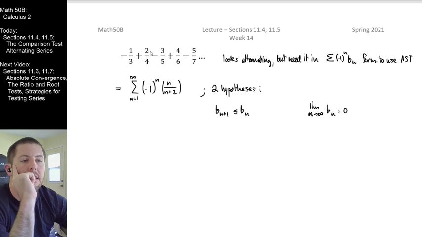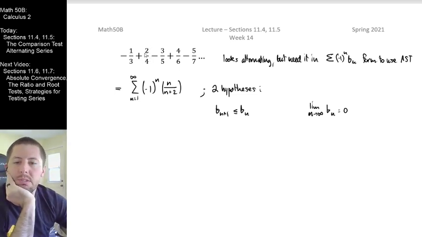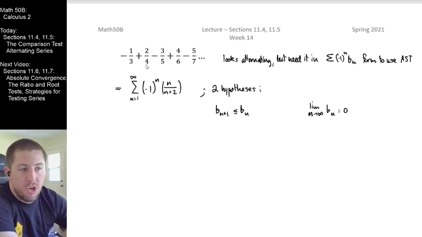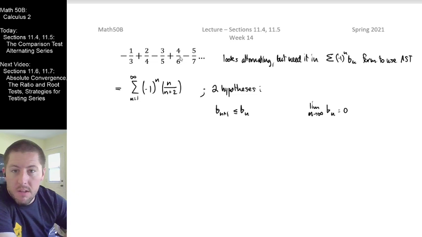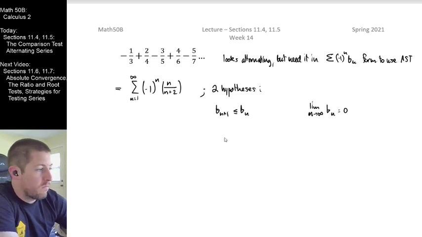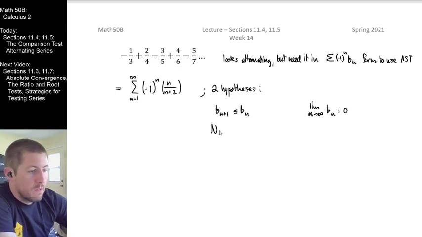And here's the thing I'm immediately seeing: 2/4, which is 1/2, is the second term. 4/6, which is 2/3, is the fourth term. This doesn't appear to be decreasing at all. In fact, it looks like this is an increasing sequence right here. Let me give this a big old note.